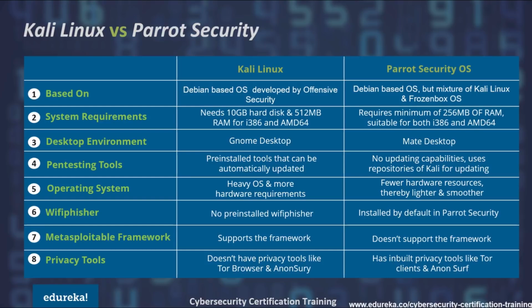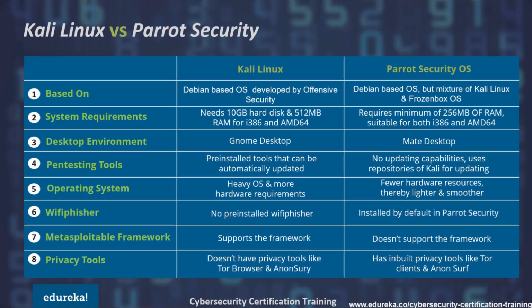And then about the operating system. As you guys know, Parrot Security is the most lightweight Linux distribution that's available for ethical hackers. And when it comes to Kali Linux, it is a very heavy operating system and has more hardware requirements when compared to Parrot Security OS. On the other hand, Parrot Security OS uses far fewer hardware resources, thereby it's lighter and it has smoother software. And then comes a tool called Wifiphisher.